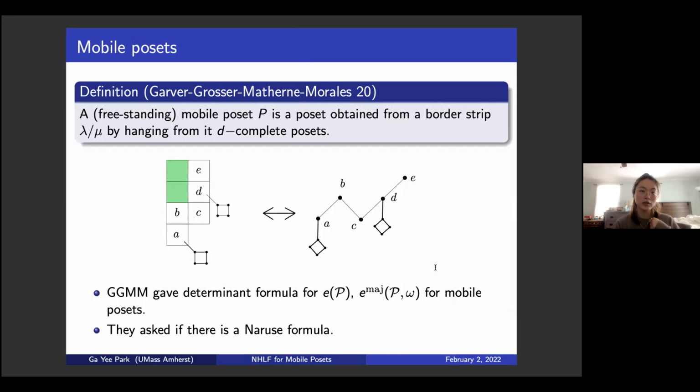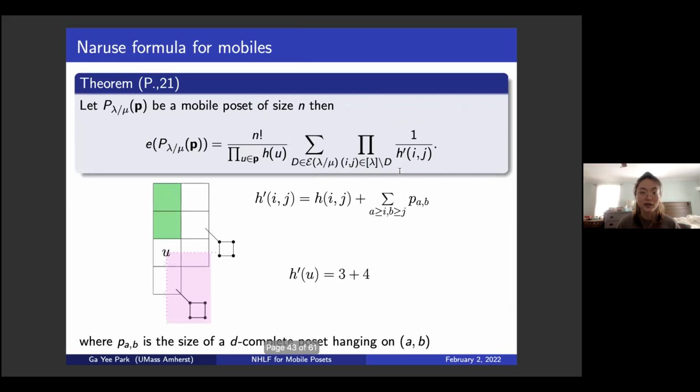Okay, so when they first introduced the mobile posets, they were looking at the determinant formula to count the number of linear extensions of this. And now the next natural question is that because the main foundation is the skew shape, is it possible to have a Naruse formula to count the number of linear extensions? And yes, indeed, it turns out that it is possible to have a Naruse formula.